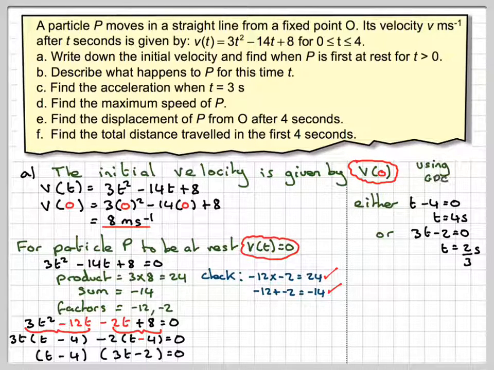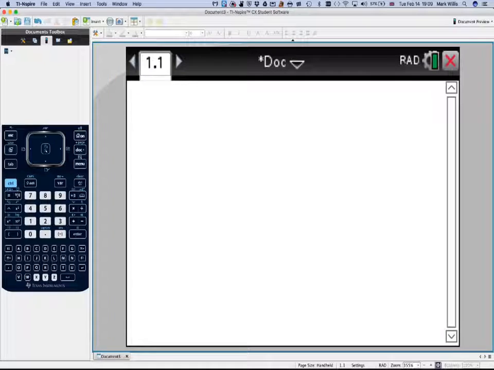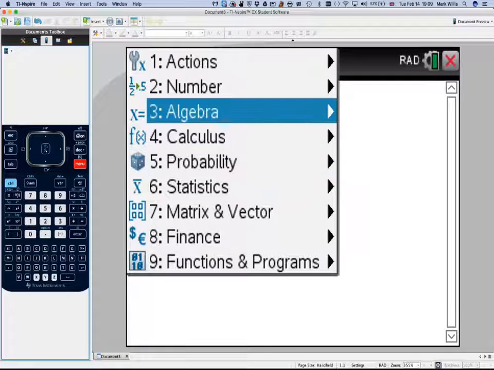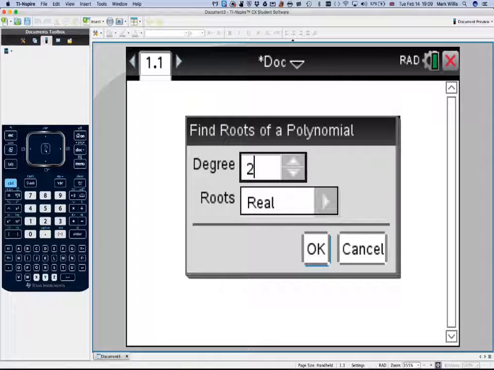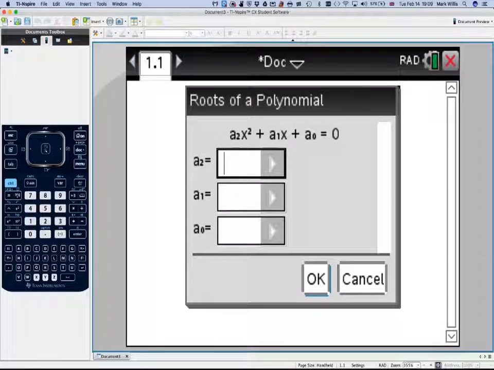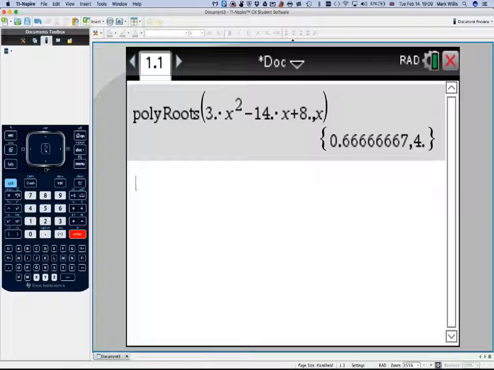Now we can use the GDC to do this as well, so I'll just do a quick way of doing it on the GDC. So go into the GDC and go into a calculation mode and go into menu, algebra, and you should try these steps for yourself. Polynomial tools, finding roots of a polynomial, degree 2 real are the default settings, just leave it as that. Write in 3, minus 14, these are the coefficients, and 8, press OK and press enter, and we'll see we get positive 2/3 and 4 from the GDC.